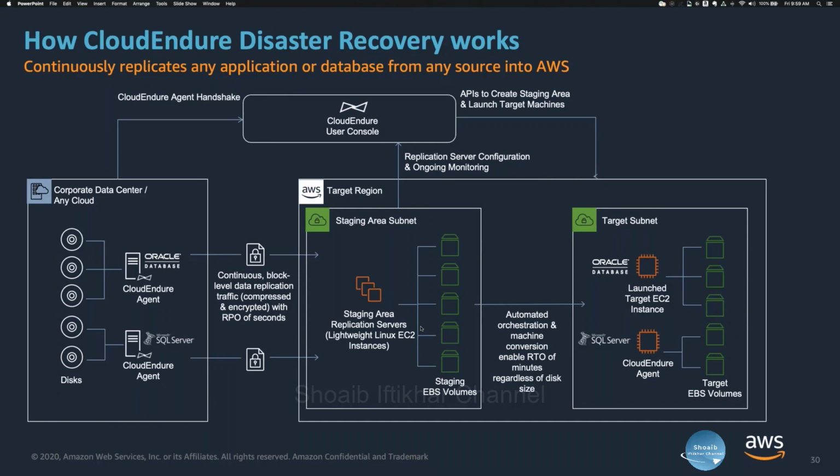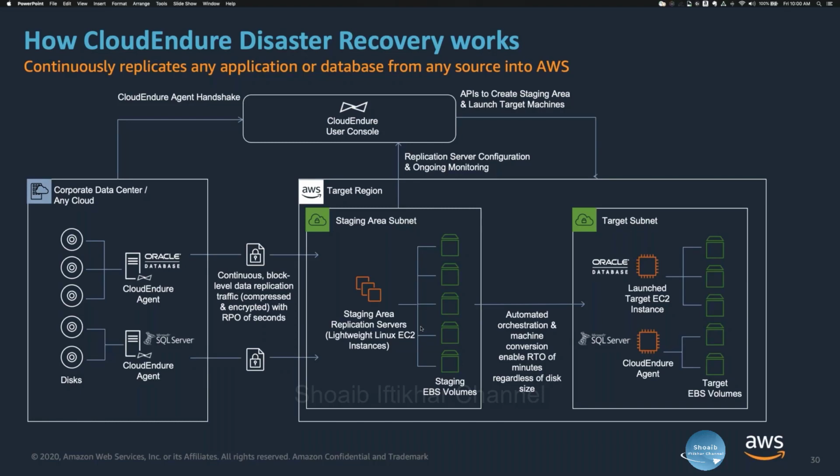Now, what happens during a disaster? You're able to go to the Cloudender console and tell us to do either a test or a true failover. Also available via APIs. So you can build that API into a larger DR playbook if you would like. And we'll utilize APIs to launch your machines in the target subnet. That's going to be based on the blueprints, which we'll go over in just a minute. They'll tell us exactly what these instances should look like.